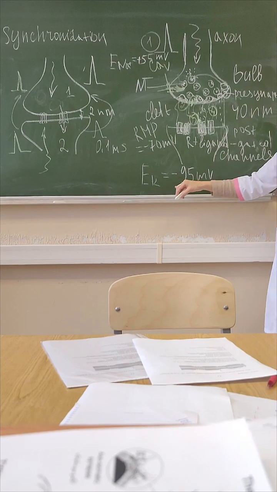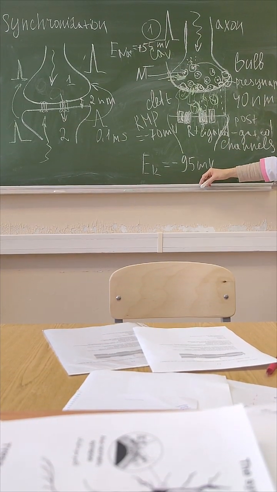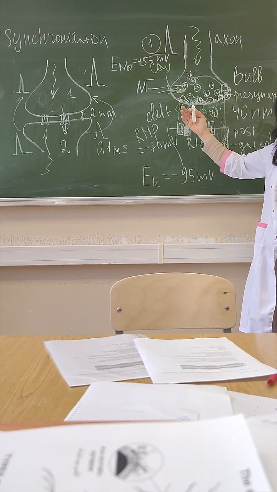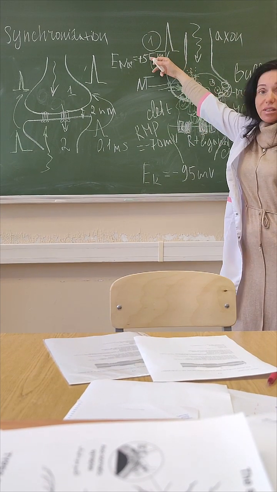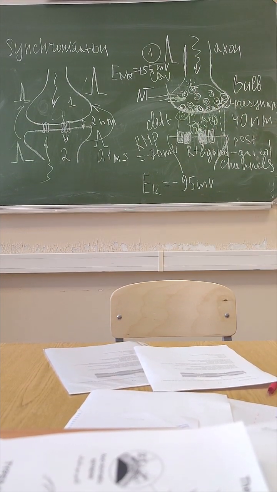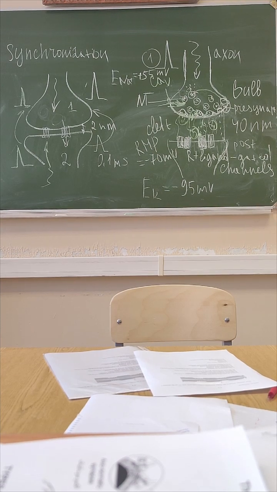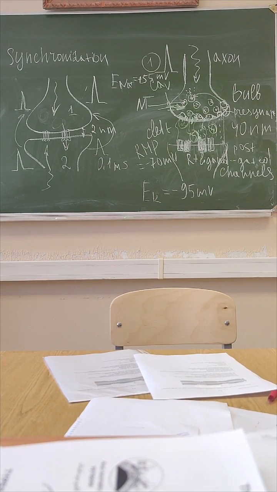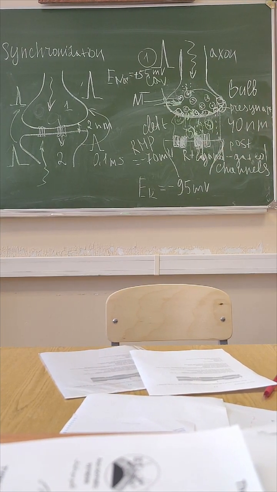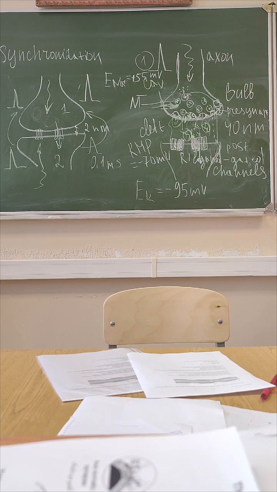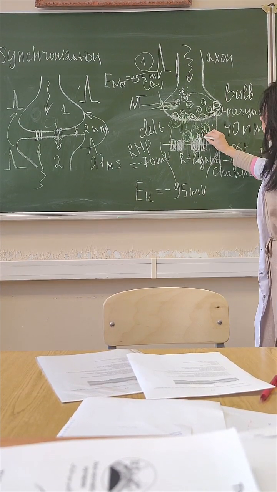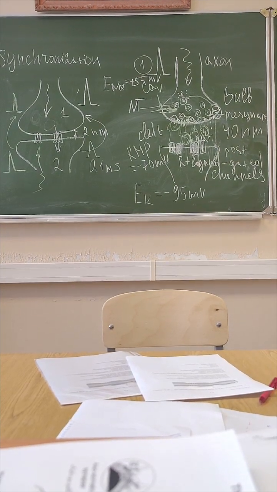So the electrical gradient for potassium is low, no? The electrical gradient for sodium is the biggest, the difference between minus 70 and plus 55. That's big. In this case sodium will go inside mostly, and potassium only a little. We don't pay attention to potassium. Mostly sodium.